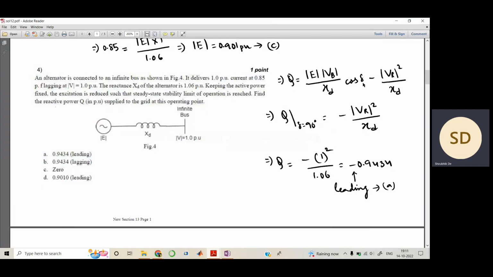Now replacing this delta equals 90, this whole term becomes 0 and we are left with this. When we replace all the values, we get 0.9434 with a negative sign. Now Q with a negative sign means that it is delivering reactive power. That is why this becomes leading. So your option is A.